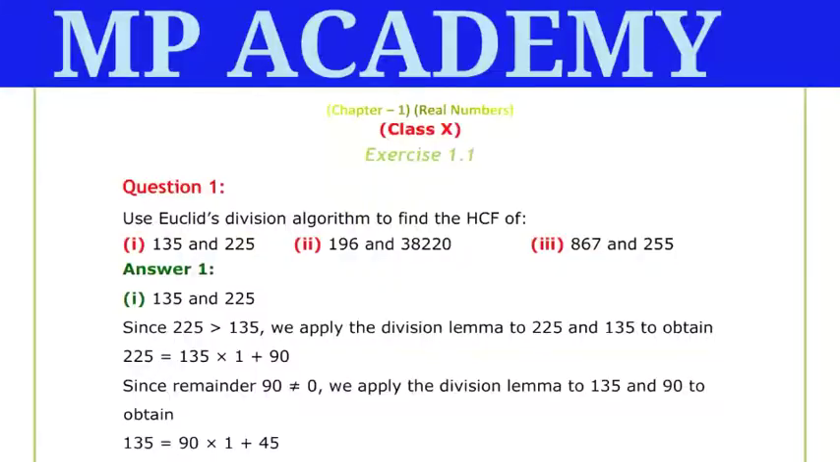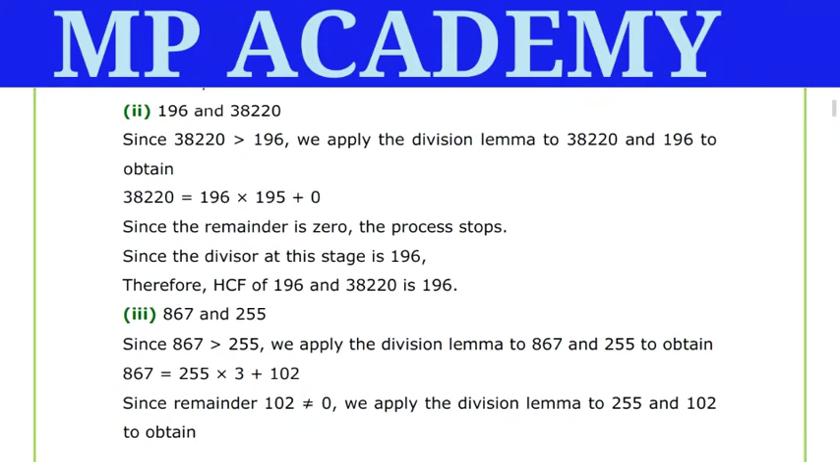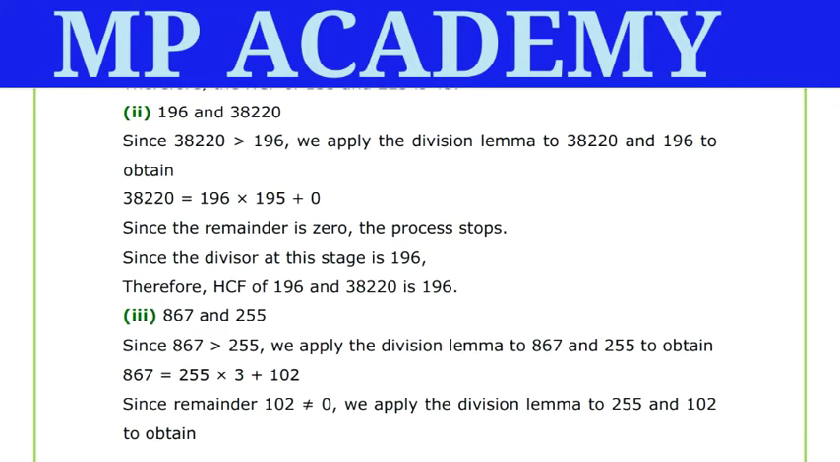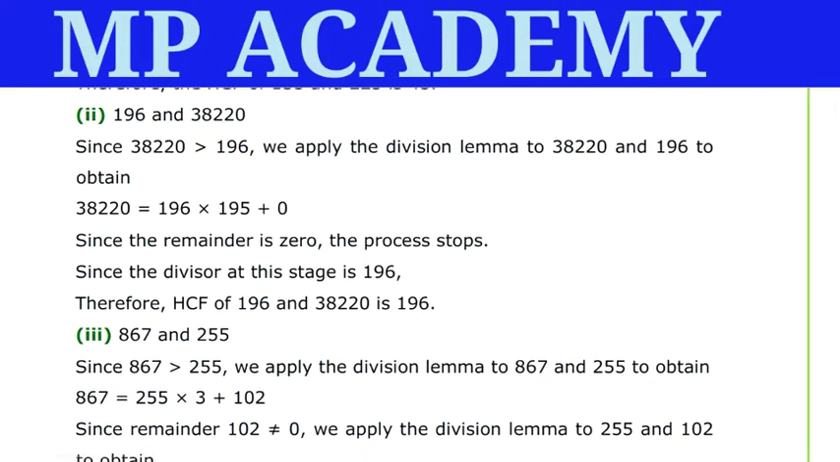Okay, now we solve the exercise problem of chapter 1, real numbers. Now the first question is, use Euclid's division algorithm to find the HCF of: question number 1 is 135 and 225, and second is 196 and 38,220, and third is 867 and 255. Question 1 is already solved, I solved it previously. Now we solve question number 2.